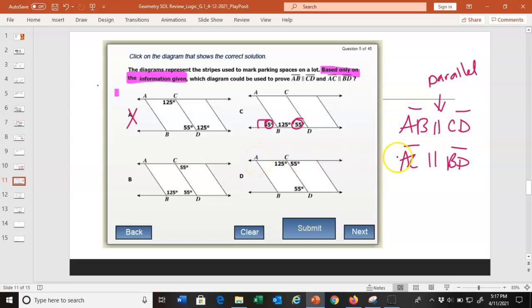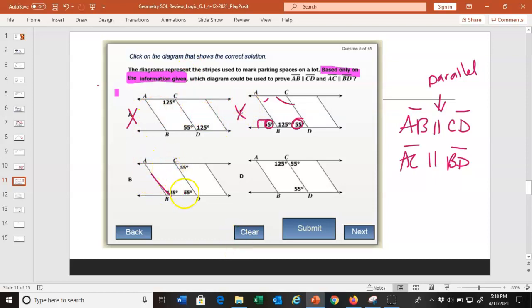Perfect. Now let's check AC and BD. Remember, it has to be both. Oh, look, AC has no angle markings on it. None. This is blank, this is blank. They're all blank. So just like A, we can't tell. We don't know anything about the angles that are on AC. So, nope.